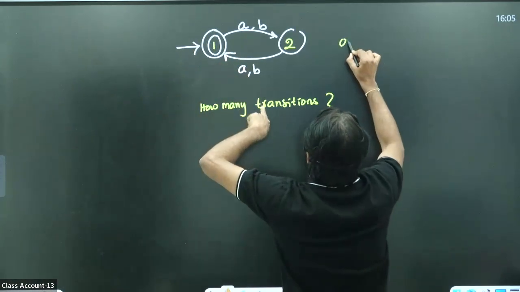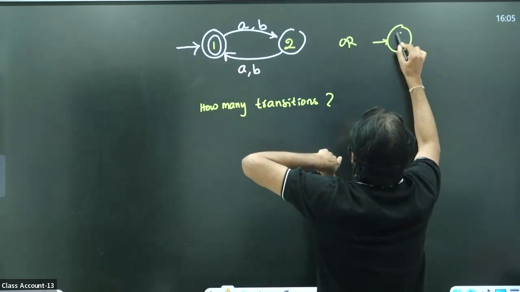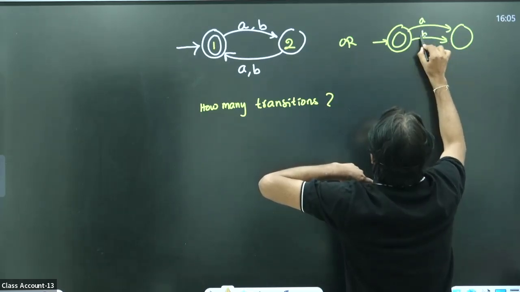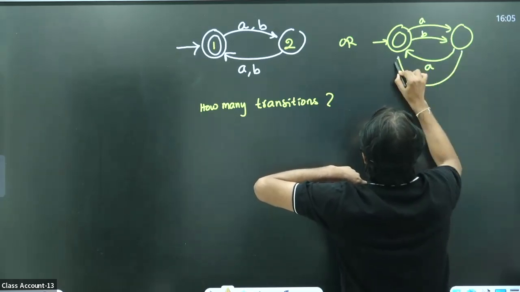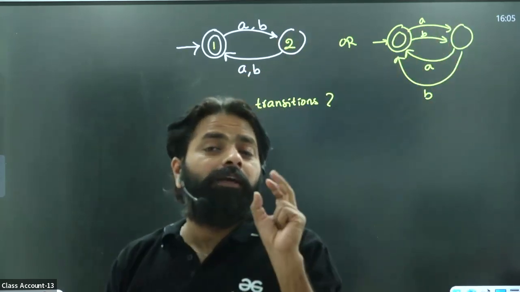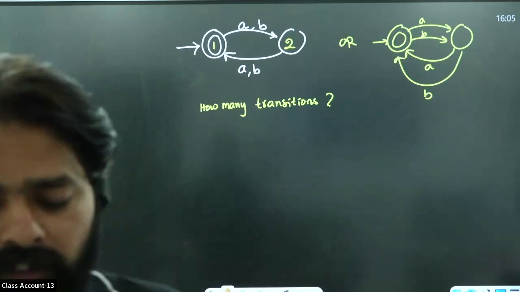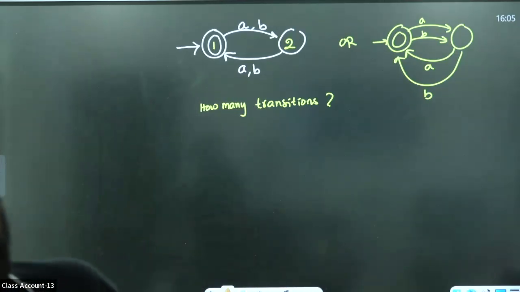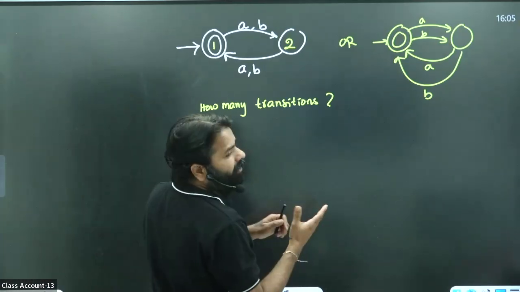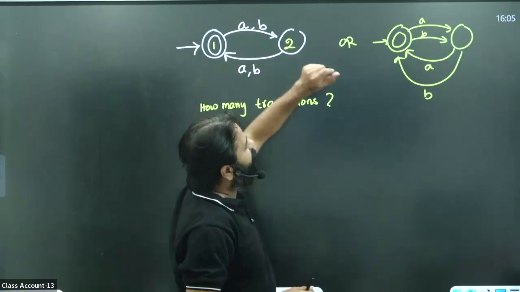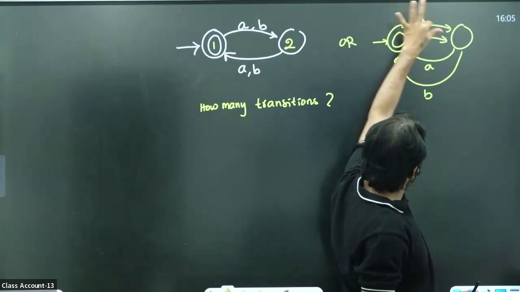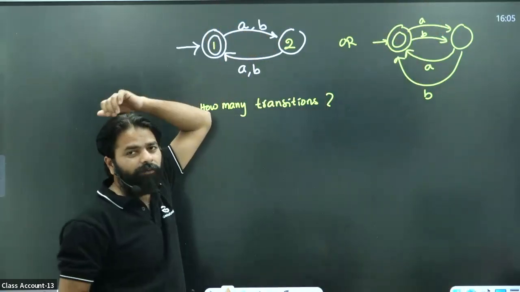You can also design another way, like instead of A comma B, you can also write A and B separately. Both are the same. Correct? Either you can draw with 4 edges or 2 edges, but how many transitions do you have? 4 transitions. Got it? Edges and transitions, you need not see as the same. 2 edges but 4 transitions, or 4 edges, 4 transitions. So if both are going to the same state, instead of having 2 edges, you can have 1 edge and write 2 input symbols there.